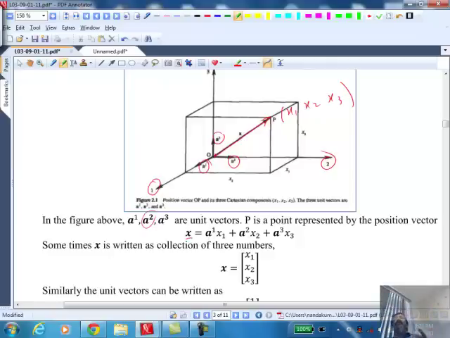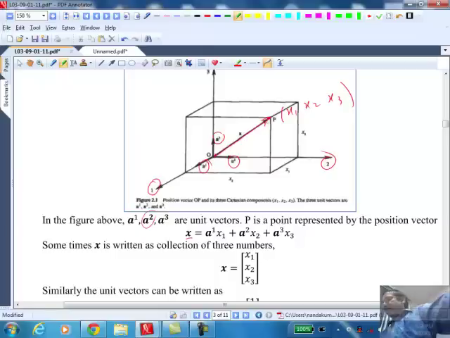What does it mean? It simply means in the a1 direction, you walk a distance of x1. That is the magnitude. Then turn in the x2 direction, walk a distance of x2. Then turn in the x3 direction, walk a distance of x3. You will reach that particular point. So to reach that particular point, I'm giving you the coordinates, what you need to do to address or access that point.